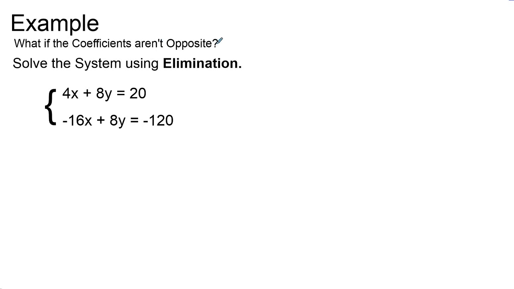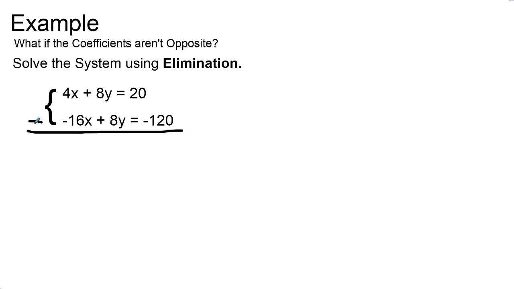So what if the coefficients aren't opposite? We're going to solve the system using elimination. Still possible. So this is what I was talking about. We're going to subtract. So instead of adding these together, we're going to subtract them. So I'm going to put a big minus sign out front to remind myself that I'm going to be subtracting these. Okay, so 4x take away negative 16x.